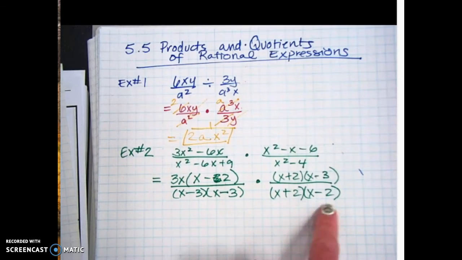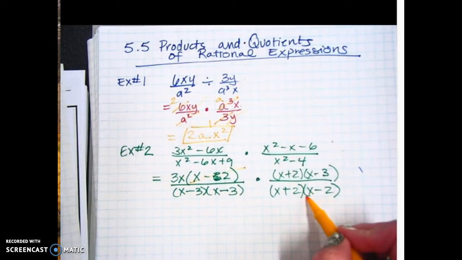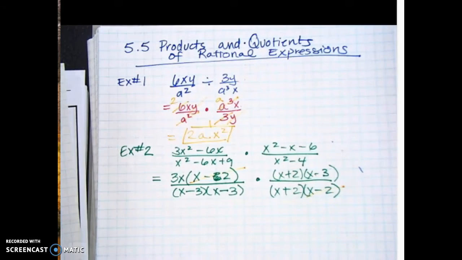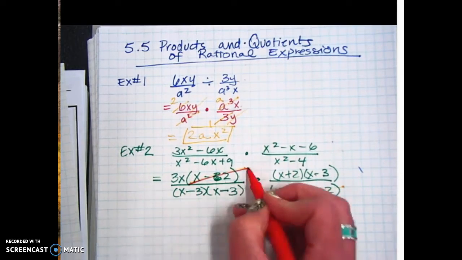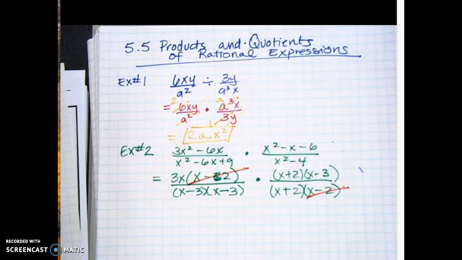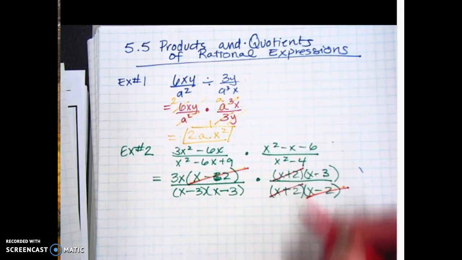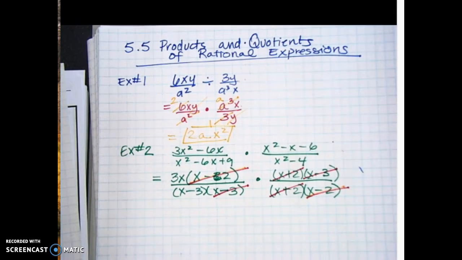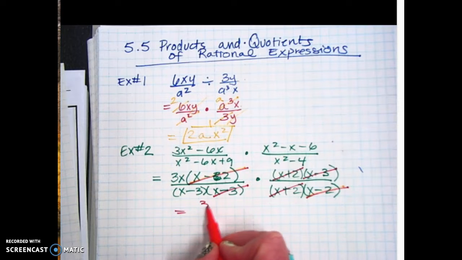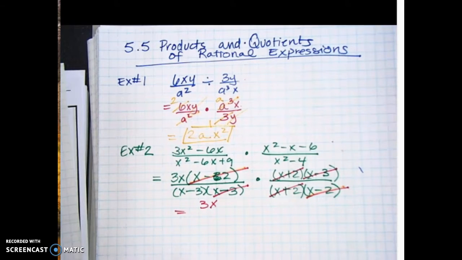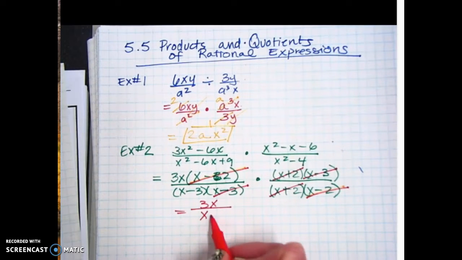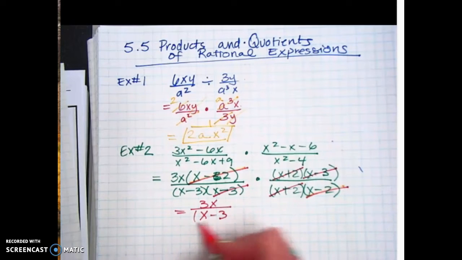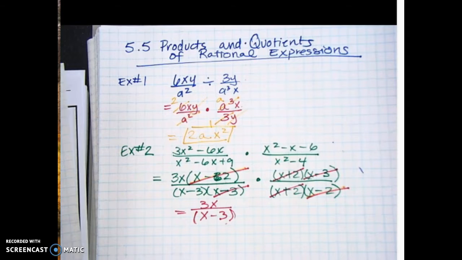I see an x minus 2 and an x minus 2. Gone. That pen sign. Let's try it with red. There we go. I see an x plus 2 and an x plus 2. And then an x minus 3 and an x minus 3. All right. In the numerator, all we have left is that 3x. In the denominator, that x minus 3. If you wanted to put it in parentheses, you can, but you don't have to. And that's as far as we can go.